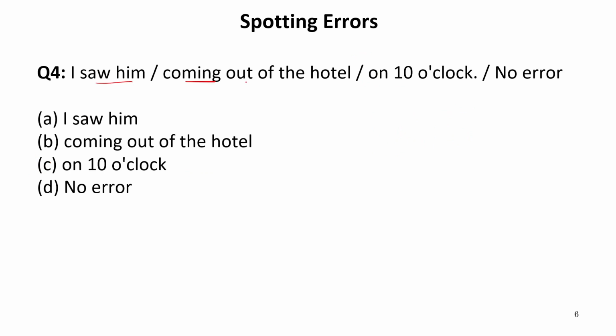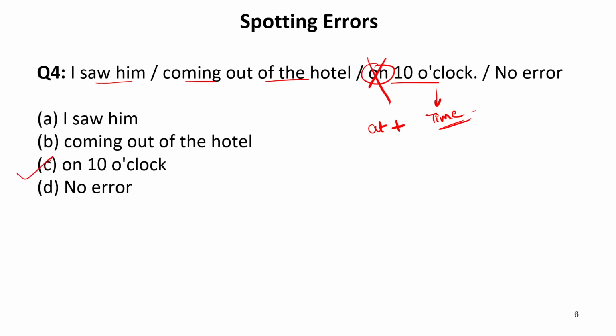I saw him coming out of the hotel on 10 o'clock. Again, here we have 10 o'clock. This is the time by a clock or time in a clock. Now whenever we show the time of a clock, it is shown by the preposition at. For example, at 2 o'clock, at 7 o'clock, I woke up at 7 o'clock. So for o'clock times we use at as a preposition, not on. The preposition on is incorrect over here.